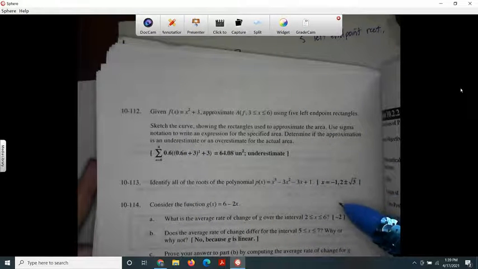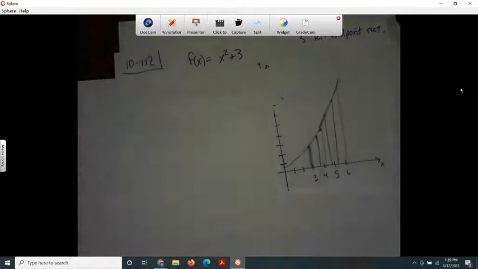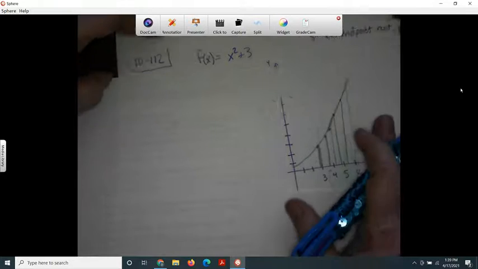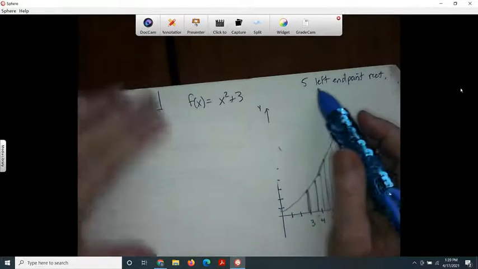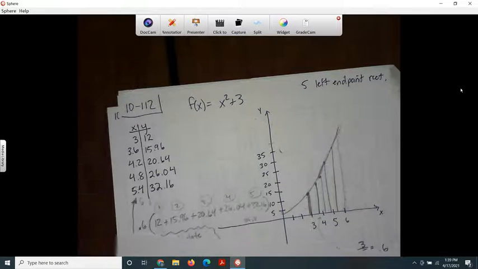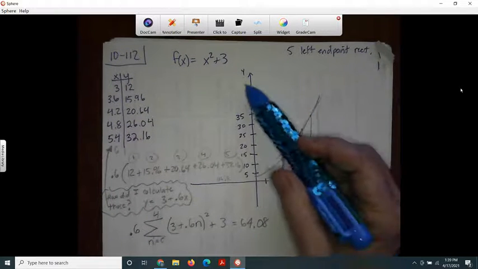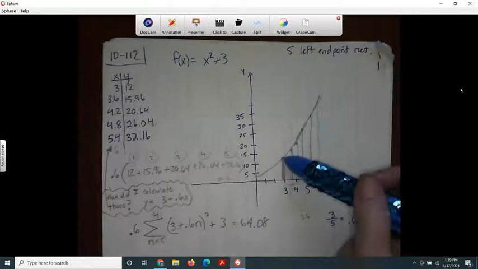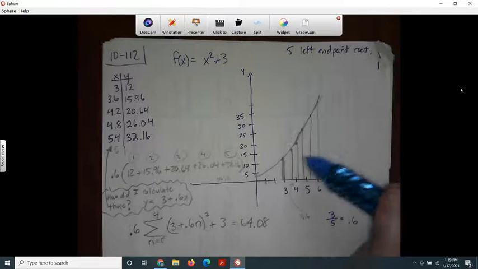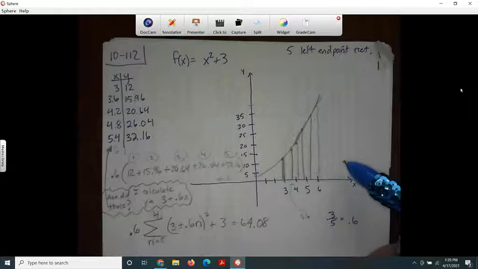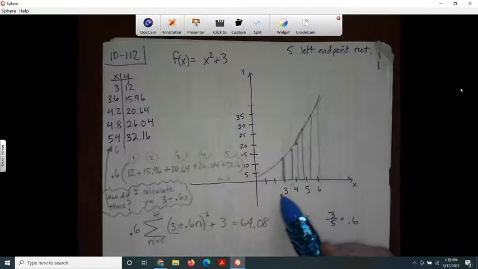So it's asking us to do several things, and they take some time. First we're going to sketch the curve. I recognize that it is a parabola, but I also want to draw it in a way that I can actually have a chance at showing my rectangles. So I know I have to go in between 3 and 6, so I scaled my x-axis so that I would have enough room here.